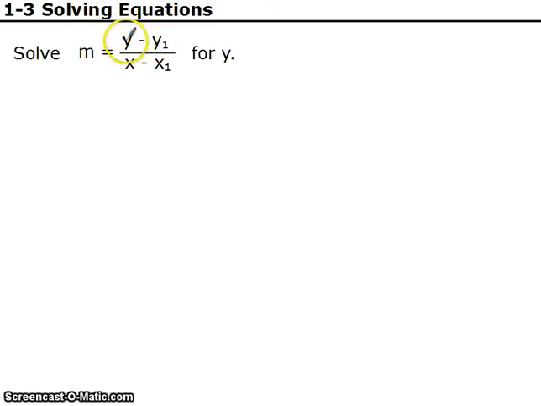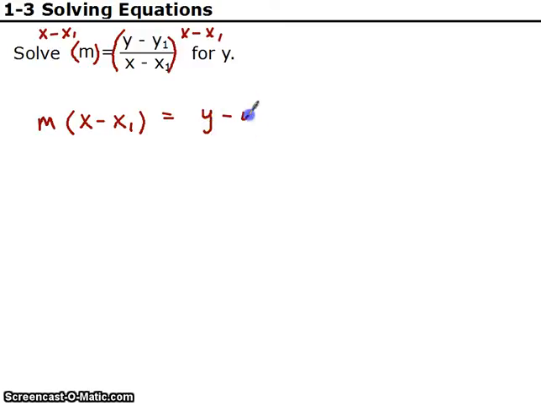All right, notice we're in a big fraction here. So first thing I want to do, let's cancel out the fraction. Let's multiply by x minus x1. Okay, that means I have to do the same thing over here. So this is m times x minus x1 equals y minus y1.